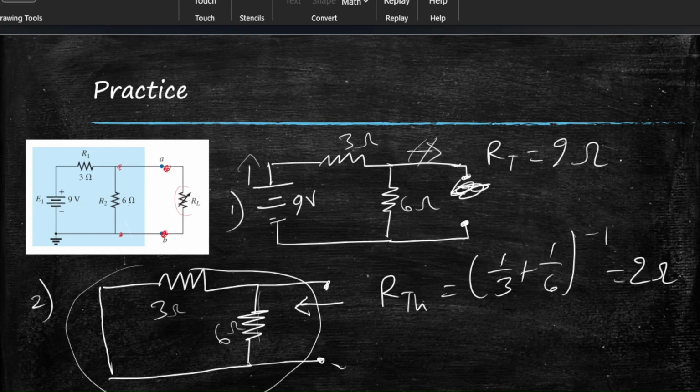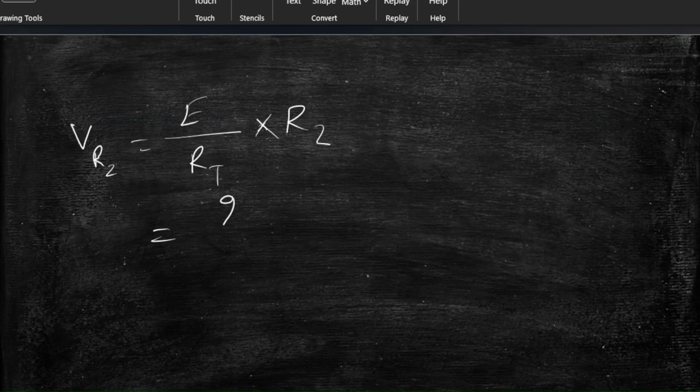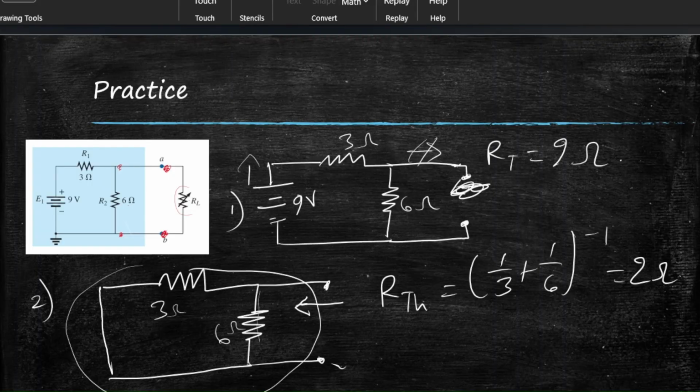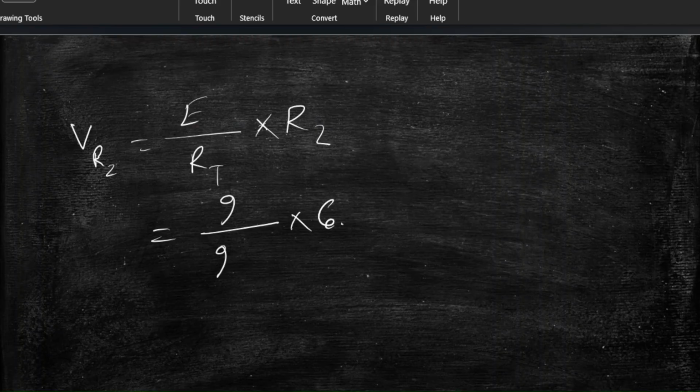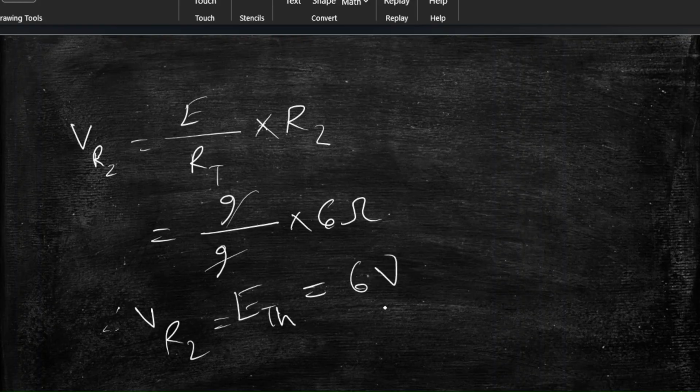Now what's the total voltage? 9 volts. 9 volts over RT, which is 9 ohms, times R2, which is 6 ohms. Therefore VR2, which means ETH, right? So E Thevenin's is equal to 6 volts. 9 over 9 is 1, so 6 volts. So we have ETH, we have RTH.